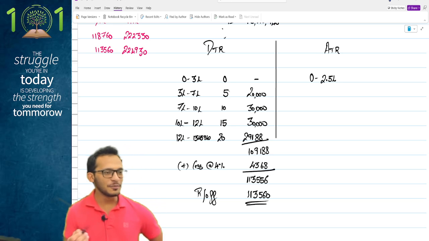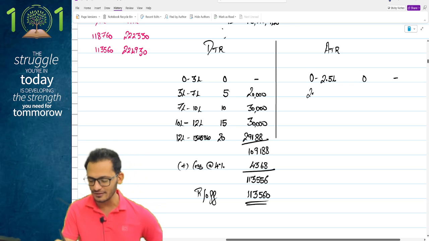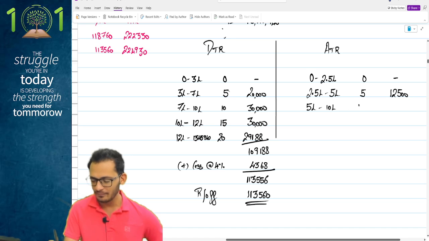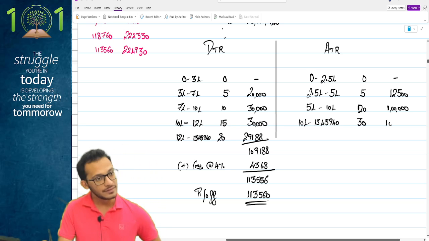Yes, it is 0 to 2.5 lakhs, 0. Therefore, tax rate becomes 0. Then 2.5 lakhs to 5 lakhs, tax rate is 5%, number becomes 12,500. Then 5 lakhs to 10 lakhs will become 20%, therefore 1 lakh. And then 10 lakhs to 13 lakh, 45,940 at the rate of 30%, number becomes 1,03,783. Total the numbers.